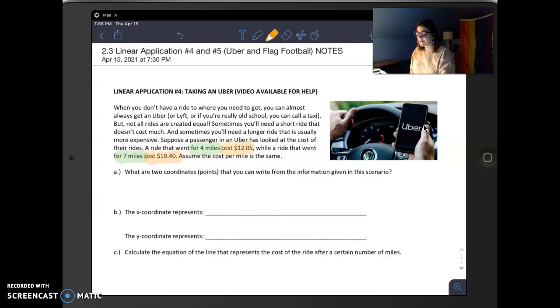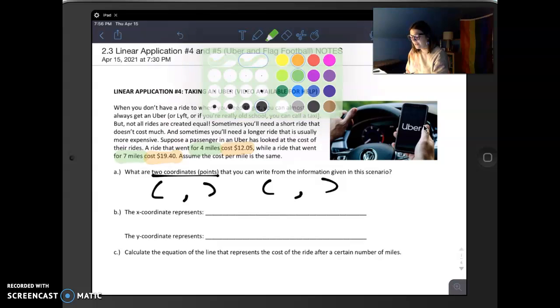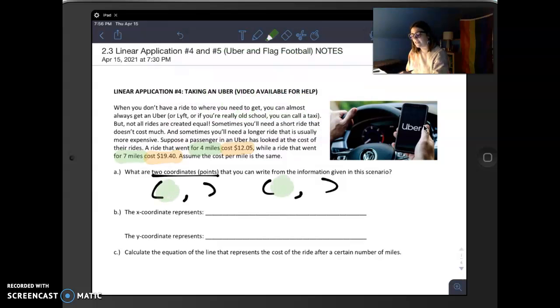Now, this is an example where x is not time. Ooh, I told you it was coming. Usually x is time. In this case, it's the number of miles. All right, so let's write out our coordinates, 2 coordinate points. Hopefully by this point, you guys are realizing that these problems are following the exact same pattern every single time.